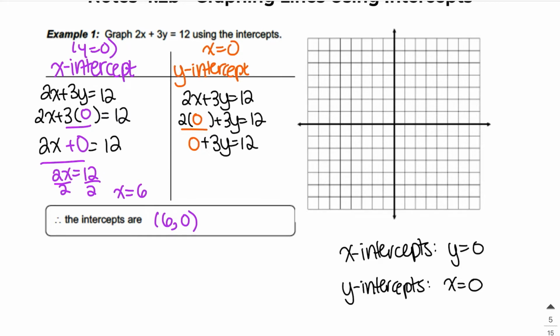And then 0 plus 3y is just going to give me 3y. These combine together to give us 3y because 0 plus anything is that number. And then divide both sides by 3, and I end up getting y equals 4. So that means that my other intercept, my y-intercept, will be 0, 4. So how do I graph this out?